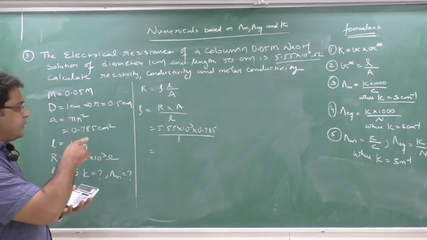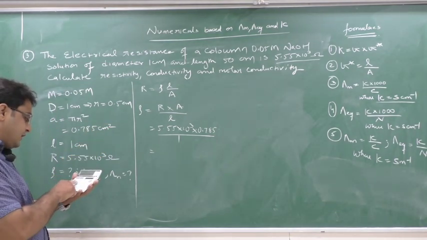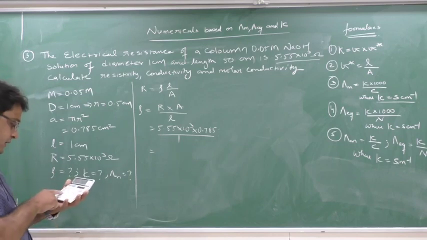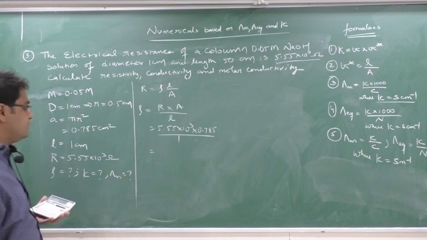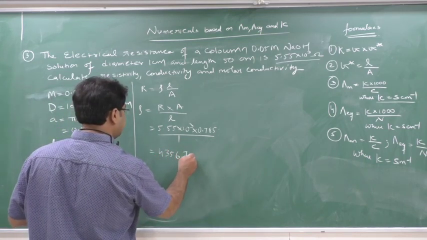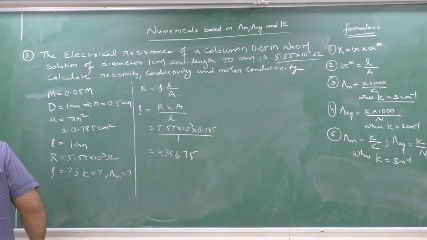So what answer you will get, that is 5.55 multiplied by 0.785 and multiplied by 1000 and divided by 1. So you get the answer as 4356.75. So this will be your answer for rho. Clear?